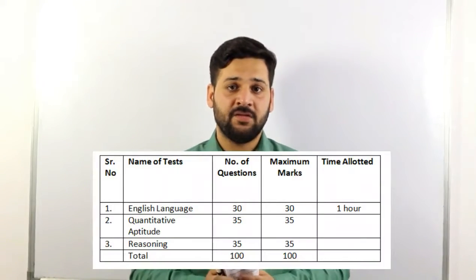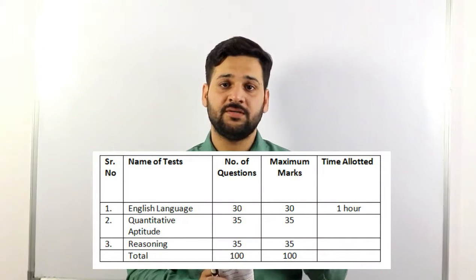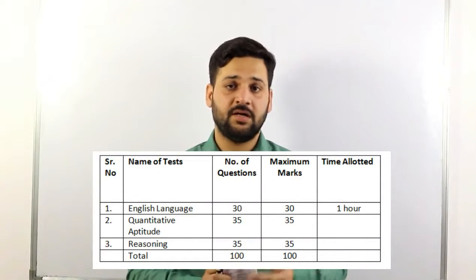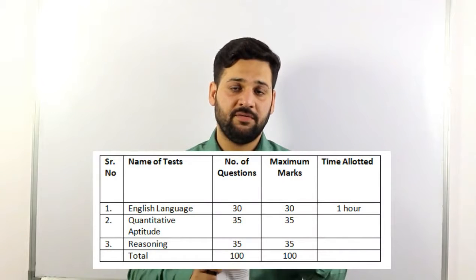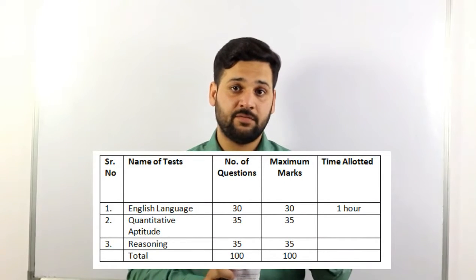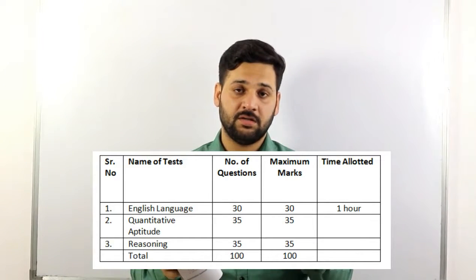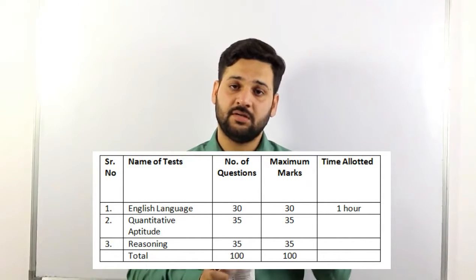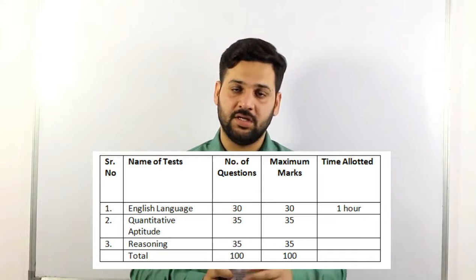In the IBPS PO pre-exam, there are three sections. The first one is the English section, with 30 questions, each having 1 mark. The next one is quantitative aptitude, with 35 questions, each having 1 mark, and 35 marks to the reasoning ability section. For all three sections, 1 hour is allotted to the whole exam. There is no sectional timing at all.